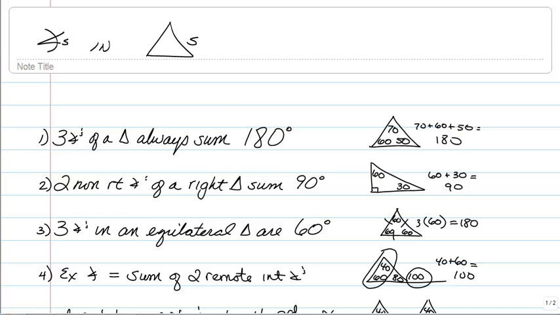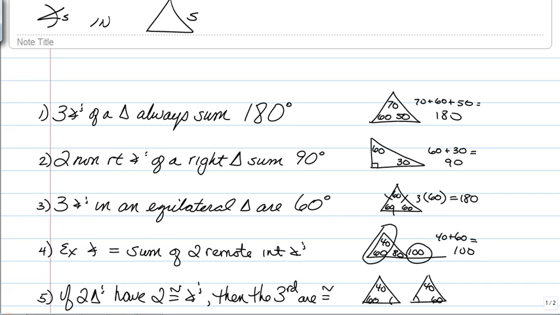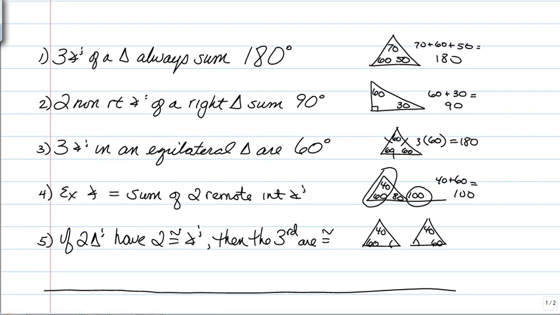All right, let's do this. This video is about the angles in triangles. Now, there's a whole bunch of different properties about the angles in triangles. Some of them are pretty much duplicates, but the first one is that the angles of a triangle will always add up to 180 degrees.